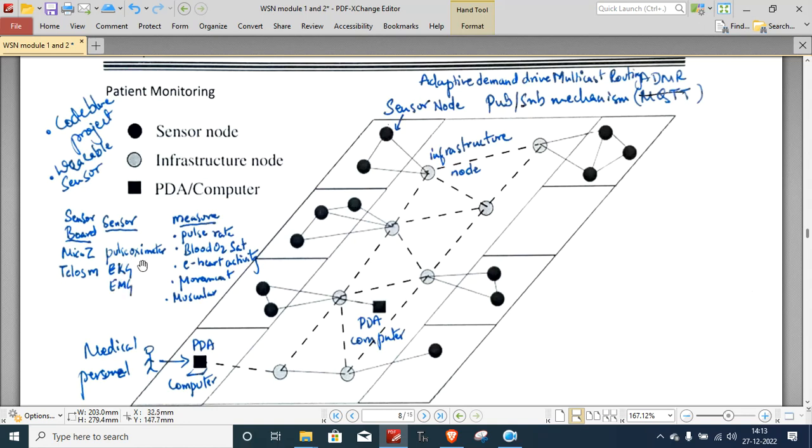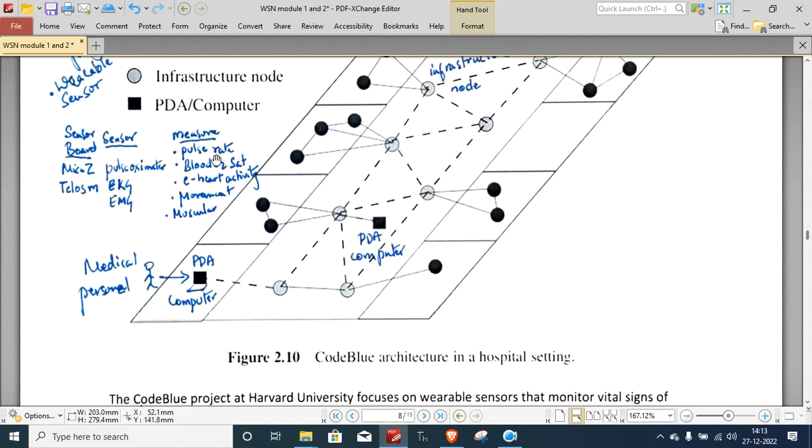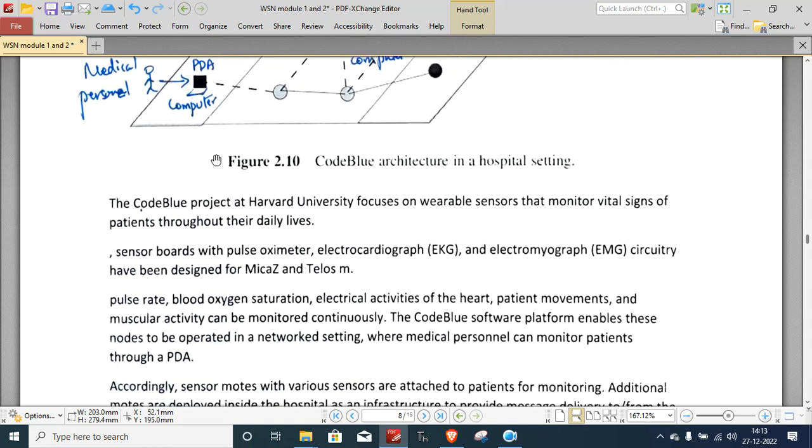and electromyograph, and in order to measure these they made use of pulse rate, blood oxygen saturation level, electrical activity of the heart, movement of the patient, as well as muscular activity of the patient. And this entire project was given a name called Code Blue project.